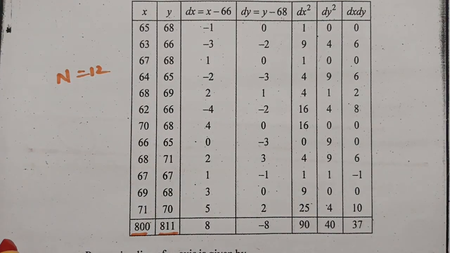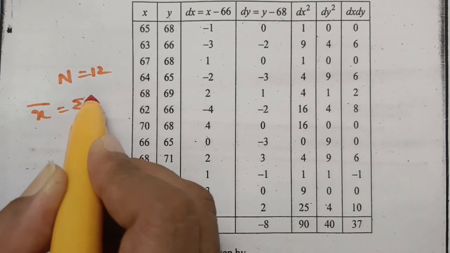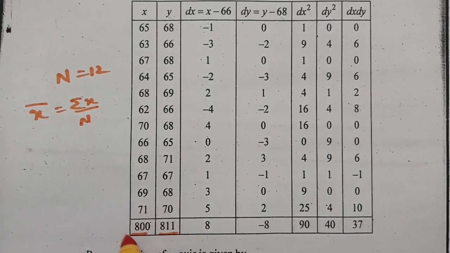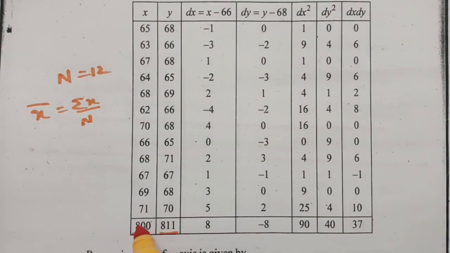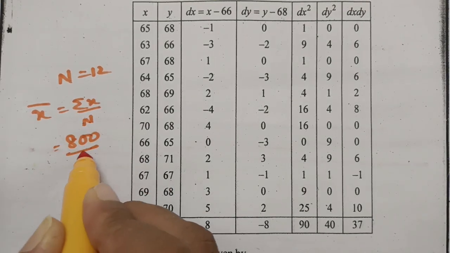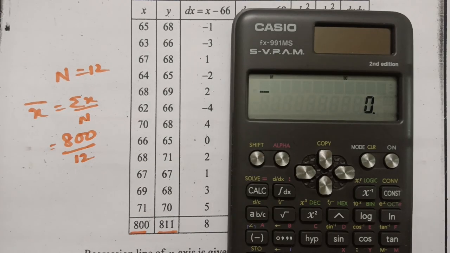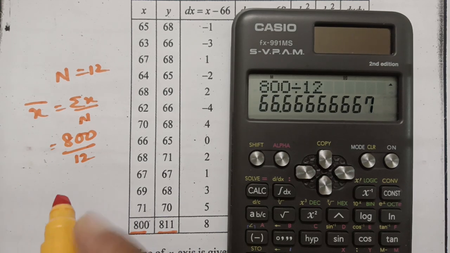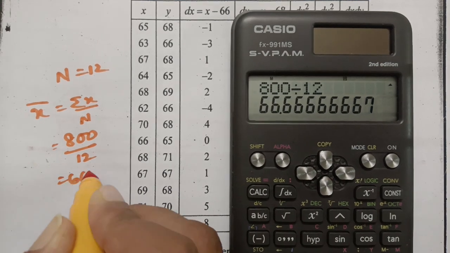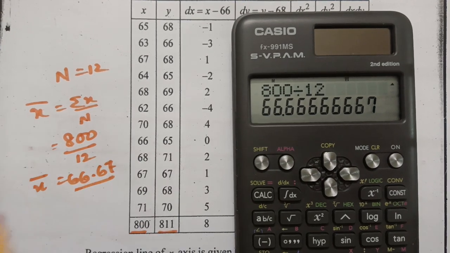Now we have to find the mean value. The mean x bar is equal to sigma x by n. What is sigma x here? The total of the x series is 800, so this is 800 by 12, which is around 66.67. This is the x bar value.